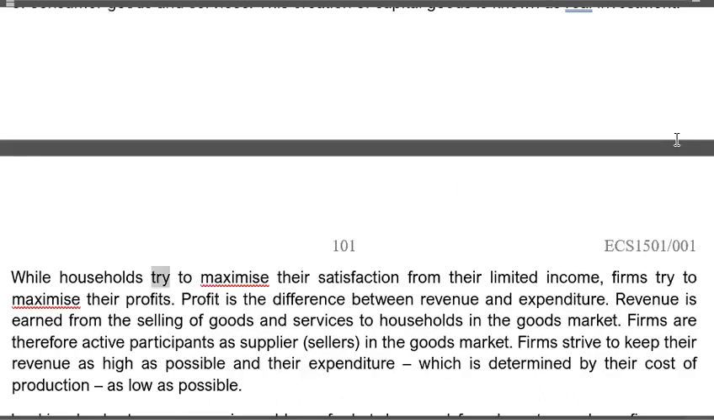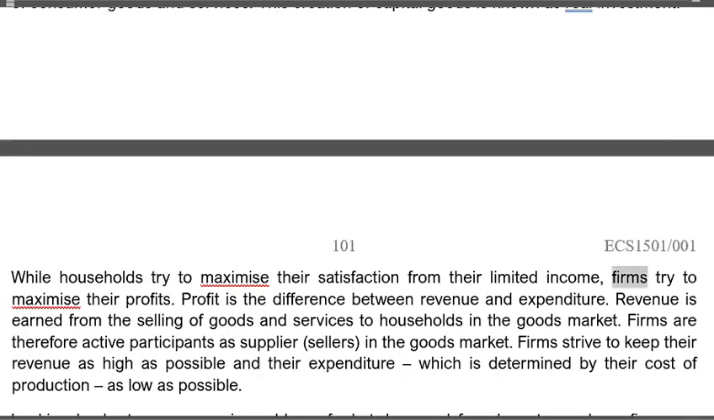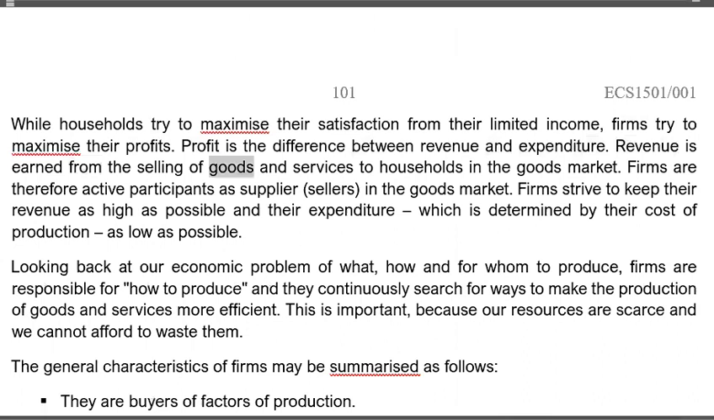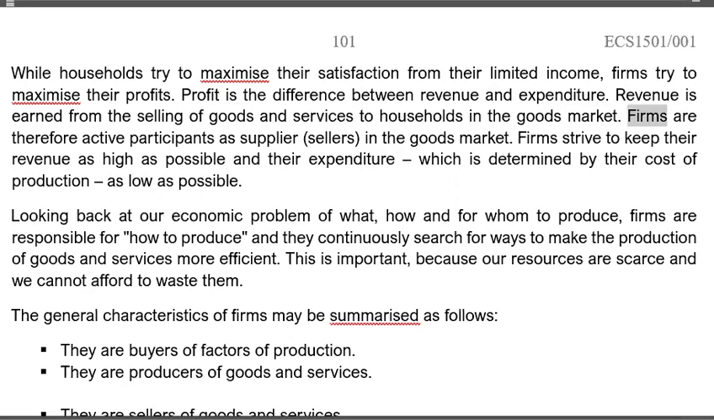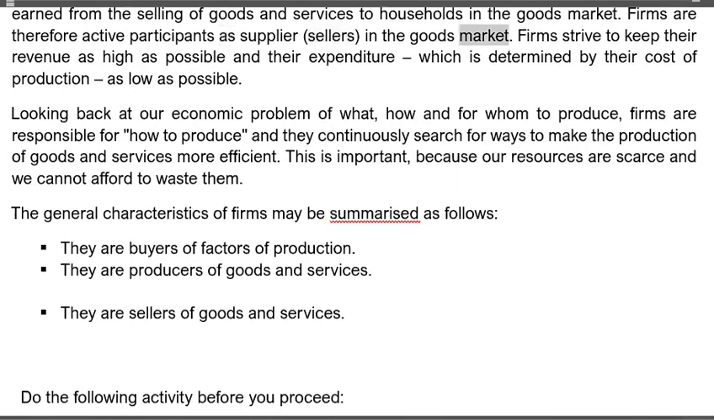While households try to maximize their satisfaction from their limited income, firms try to maximize their profits. Profit is the difference between revenue and expenditure. Revenue is earned from the selling of goods and services to households in the goods market. Firms are therefore active participants as sellers in the goods market. Firms strive to keep their revenue as high as possible and their expenditure, which is determined by their cost of production, as low as possible.